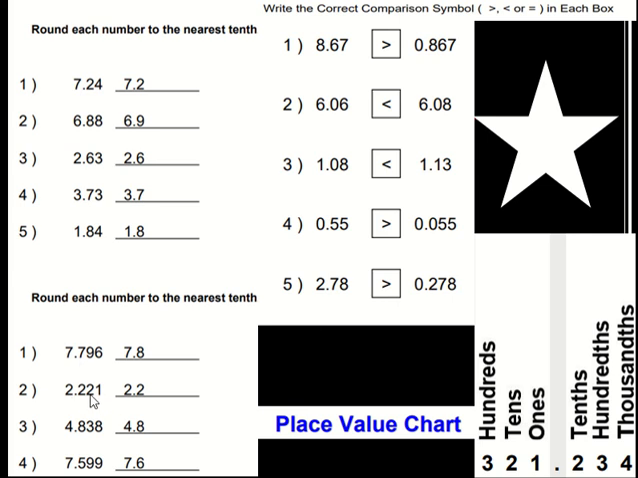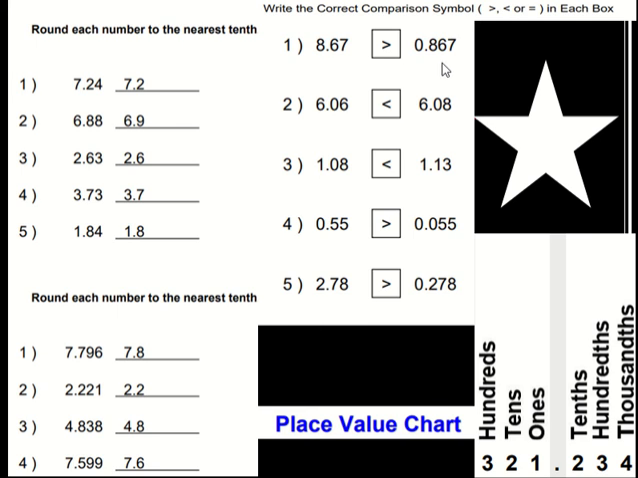Because this number is a 2, it just allows this number to stay the same. 4.838. Because this number is a 3, it just allows this number to stay the same. 7.599. Well, this number is a 9. It's above a 5, so this 5 is going to turn into a 6, which gives us 7.6. Hope you understand that. I think it's fairly easy, so I think you got it.